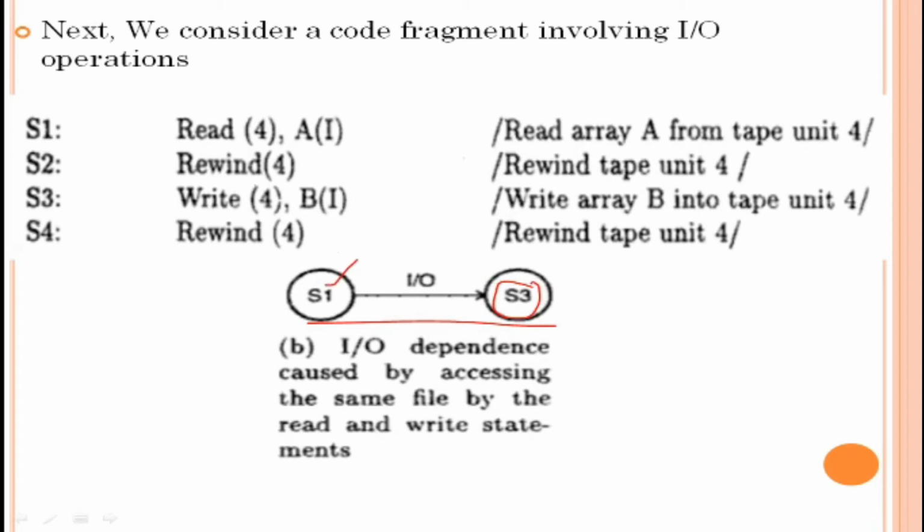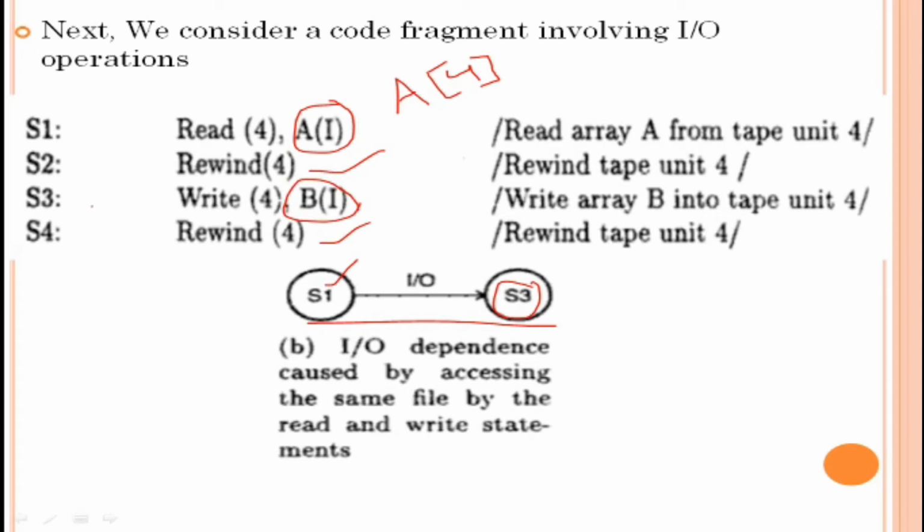How? The S1 statement, we are going to read array A. This is array A from tape unit 4. So we are going to read the A of fourth element. Getting my point? Then the S2 statement rewinds the content of A of 4. Then S3 is write array B onto the tape unit 4 here. So B of 4. Then rewind.